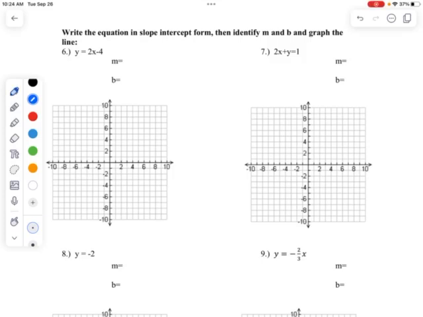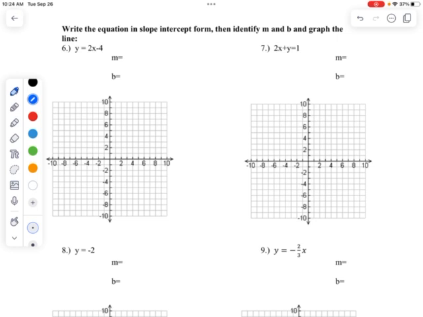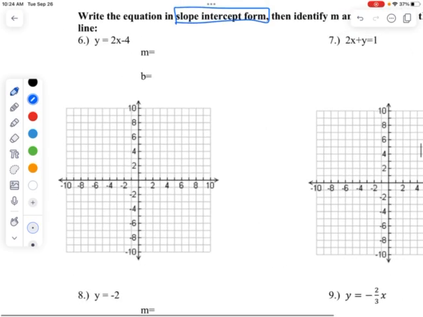All right, welcome to 5-6 video 2, where we're going to take equations that are written in slope-intercept form, or that we need to write in slope-intercept form, and go ahead and graph them. So let's look at number 6. Remember, slope-intercept form, we always start off by writing it, y equals mx plus b.